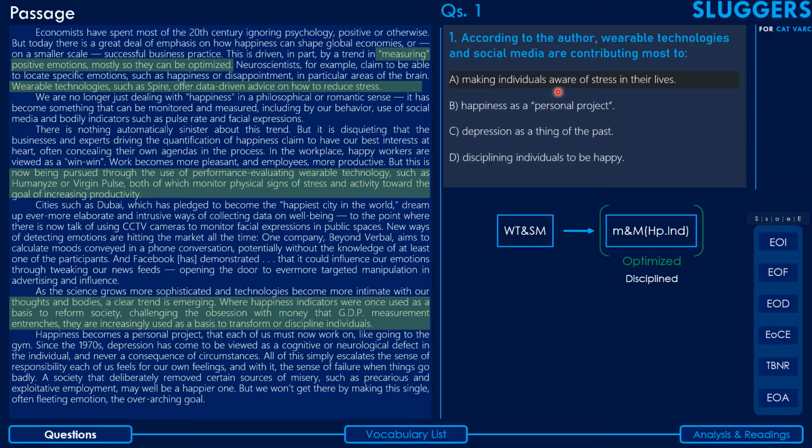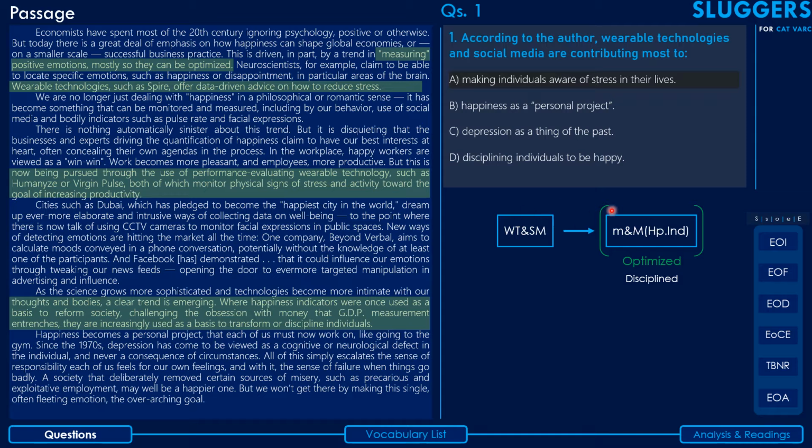So of course, but is that the core point? Is that the core point that the author is trying to convey, the core point that they contribute to? No, the core point is, guys, that the measurement, monitoring and optimization pressures individuals to become disciplined, disciplines them to become happy so as to optimize for more productivity. And wearable technologies and social media basically contribute to that core point.